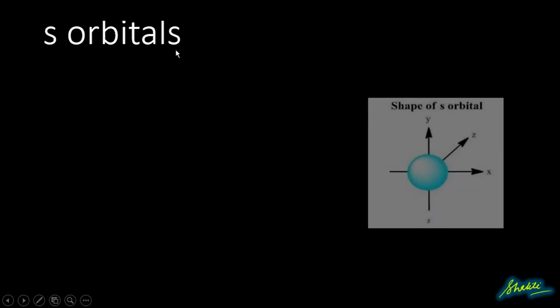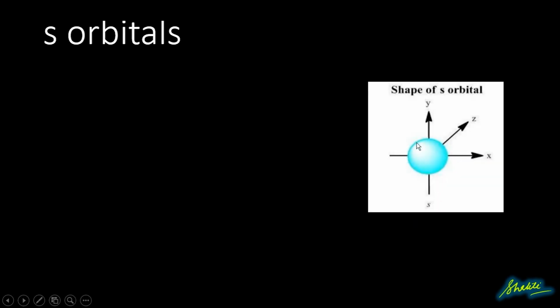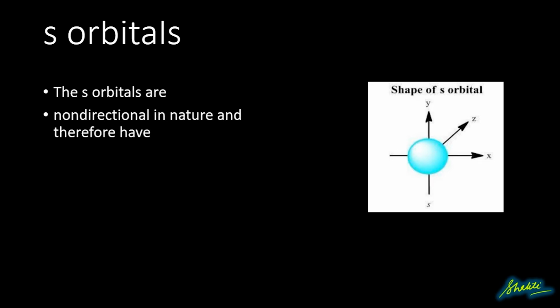Now, s orbitals. This is the shape of s orbital. S orbital is a non-directional and spherical orbital. The s orbitals are non-directional in nature and therefore have spherical shape.